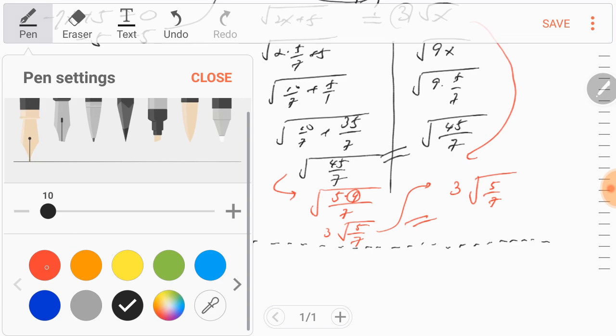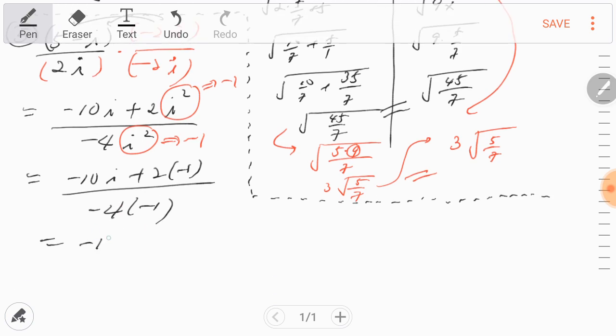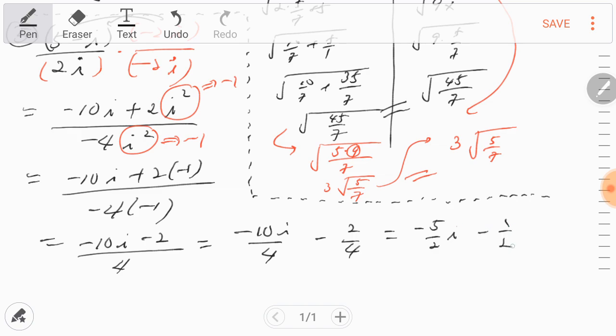Then we know that i squared is equal to what? Negative 1. So you can rewrite the expression as 2 times negative 1, negative 4 times negative 1. Then this is equal to negative 10i minus 2 over positive 4. In this case, we can separate each part in the numerator, then there will be 10i over 4, minus 2 over 4. Then simplify each term: negative 5 over 2 i minus 1 over 2. Write the real part first, so negative 1 over 2 minus 5 over 2 i.